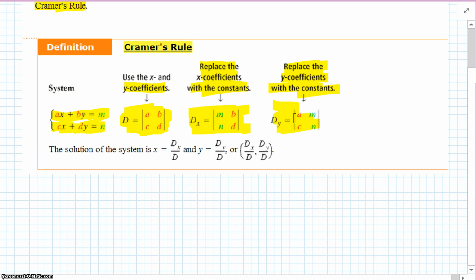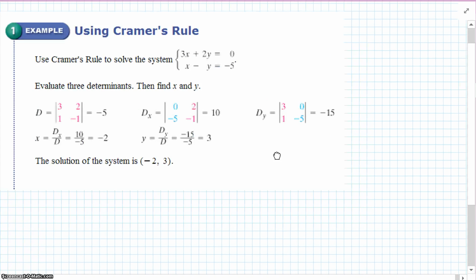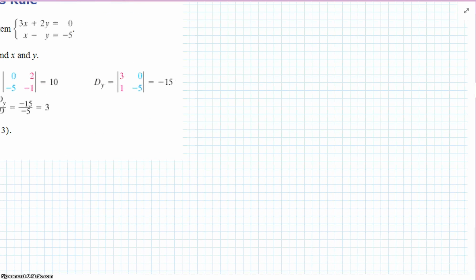And then we can find the solution using d sub x over the base determinant, which is going to be our x value, and our y value is going to be d sub y over d. This will work for any square matrix. So let's just jump into it and see how this is going to work.